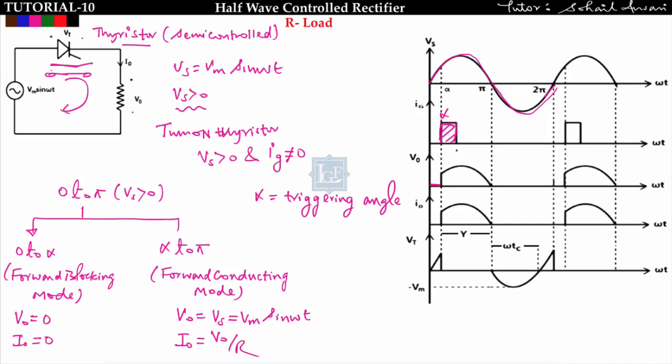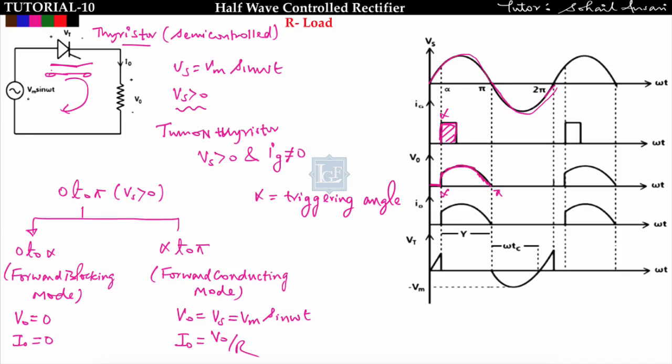Okay, so from alpha to pi, this is alpha and this is pi, the thyristor will conduct and the output voltage will follow the input voltage like this. See, the output voltage is following the input voltage like this. Now what will happen after pi?